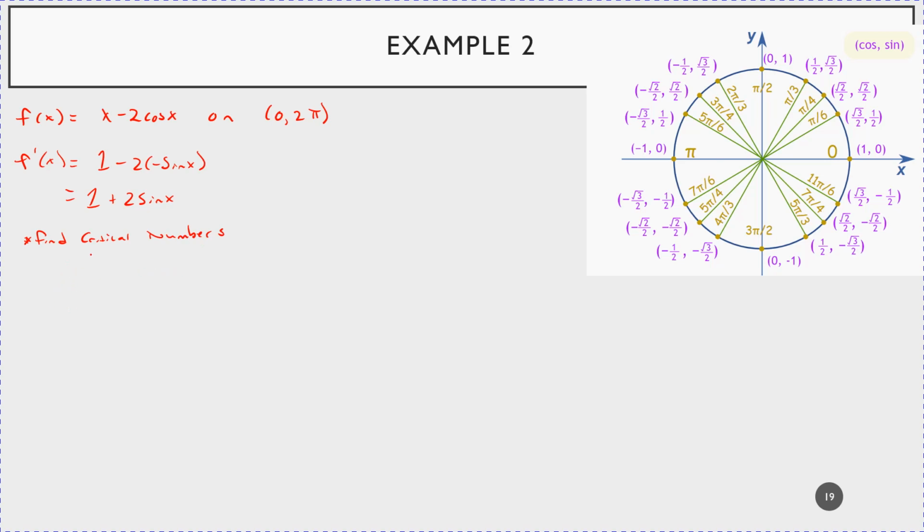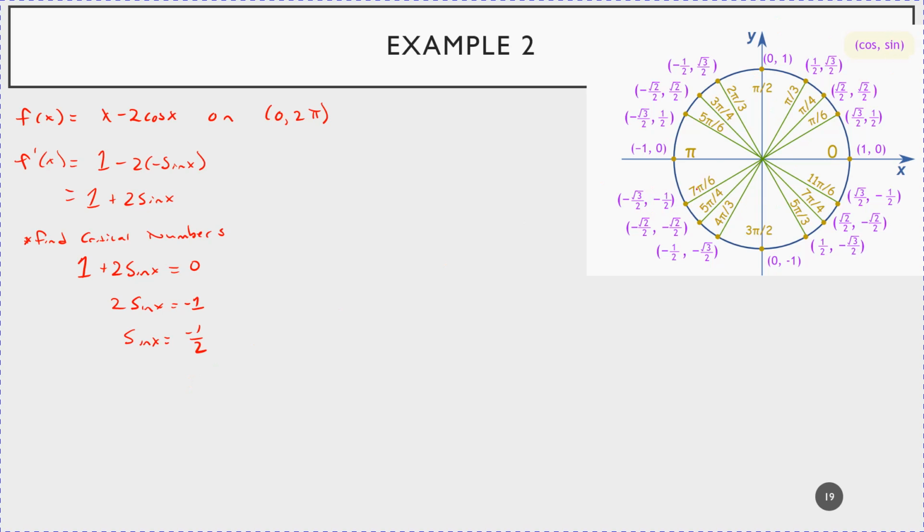Okay, so you're going to do 1 plus 2 sine of x is equal to 0. So 2 sine of x is equal to negative 1. Or you're going to look when sine of x is equal to negative 1/2. And that's why it helps to have this unit circle here if you forget, right? So like the sine is the y value here.